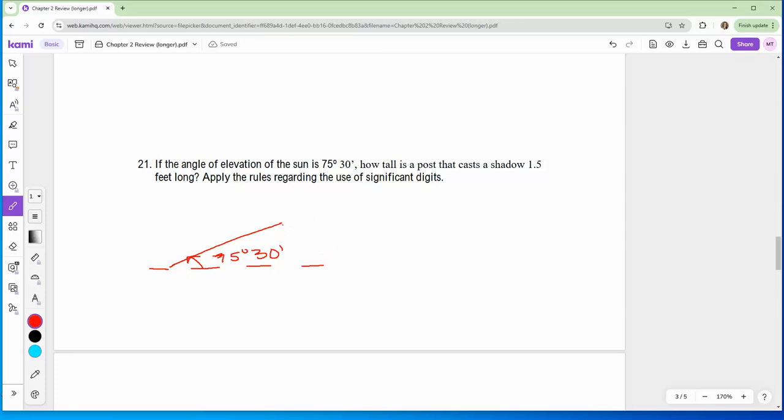Okay, so I have the angle. My post would be this side. And I know the shadow would be on the ground. So opposite, adjacent, that would be tangent. Tangent of 75 plus 30 over 60. So we get 5.8 feet.